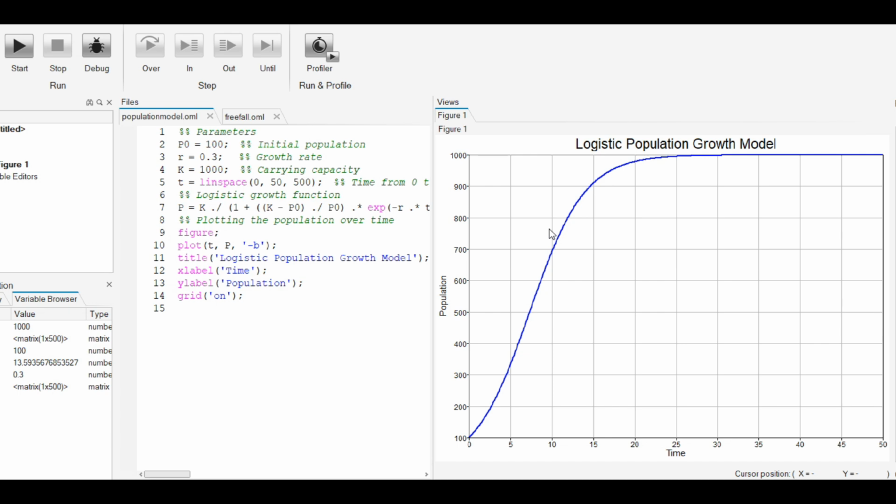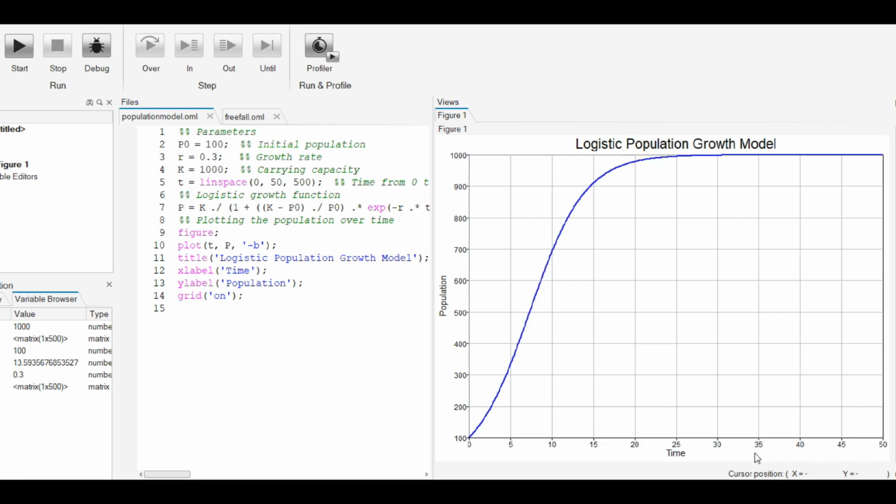K is the carrying capacity. P0 is the initial population size. R is the growth rate. T is time, and e is the base of natural logarithms. This equation describes how the population grows quickly at first but slows as it approaches the carrying capacity.